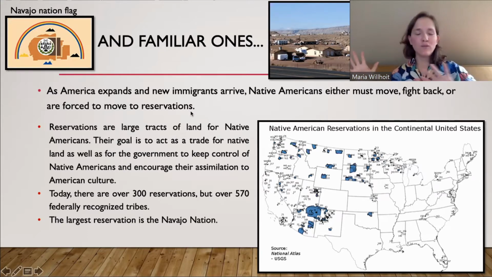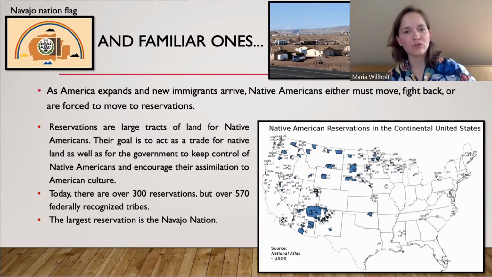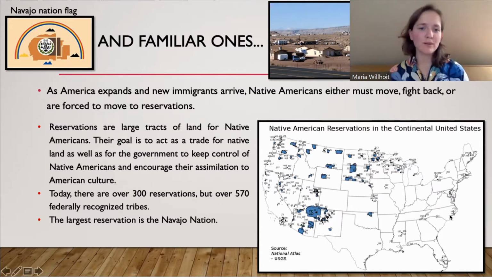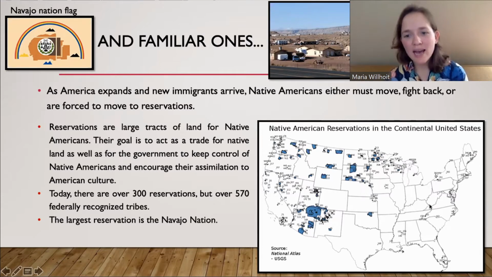This forced removal, as we talked about in lecture 2, we have the Trail of Tears, Andrew Jackson forcing Native Americans to go west from Georgia. And reservations, just so you know, are very large tracts or areas of land for Native Americans. And this map right here shows you where present day reservations are. As you can see, many of them are in the West. The majority are in this area.